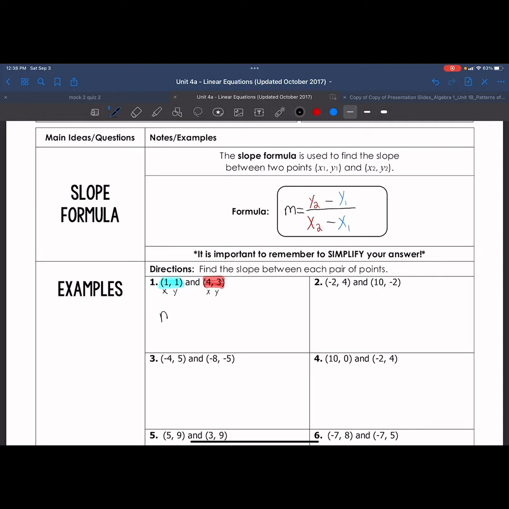So here we go. We have m equals, well, we want y2. So that's the y in the second point, which is 3. We're going to subtract it, and then we're going to go to the y in point 1, which is 1. On the bottom, we want to take the x from the second point, which is 4. We want to subtract it from the x in the first point, which is 1. And what we have is 3 minus 1 is 2, 4 minus 1 is 3. So our m equals 2/3.